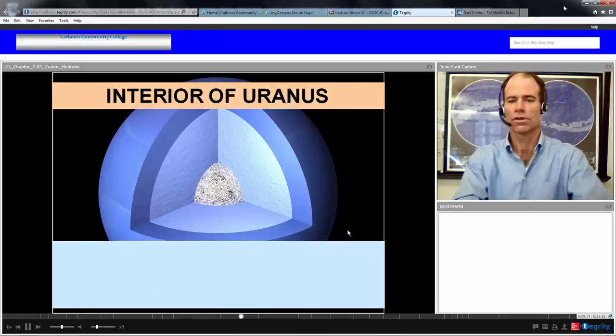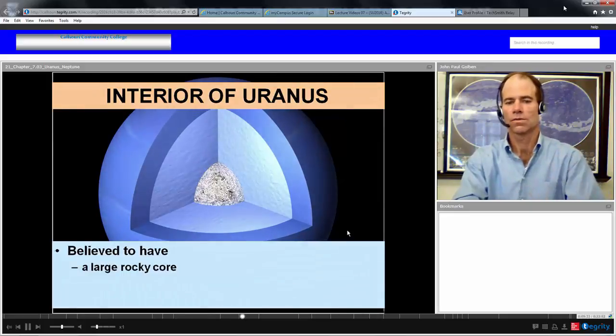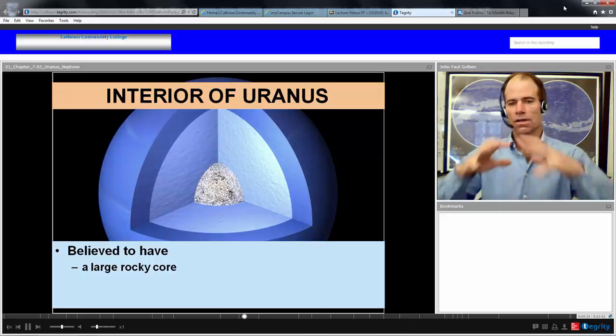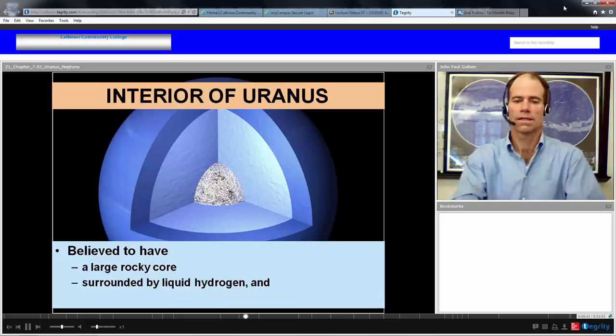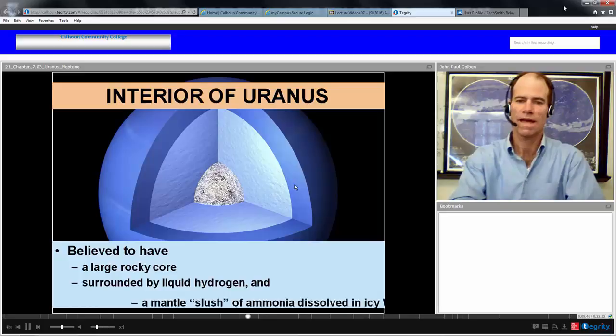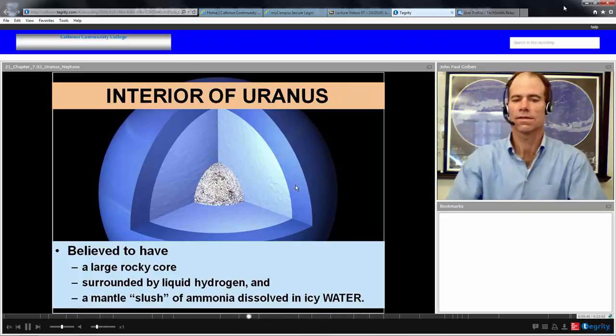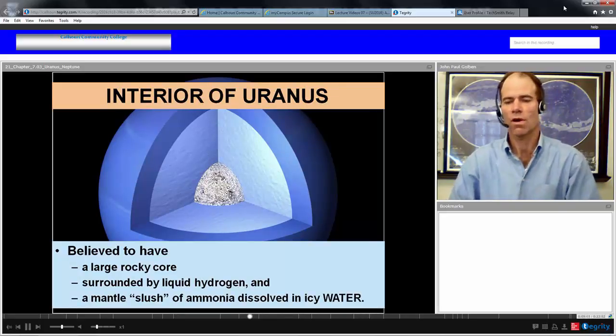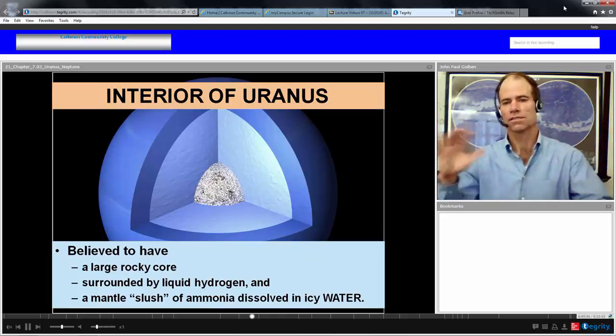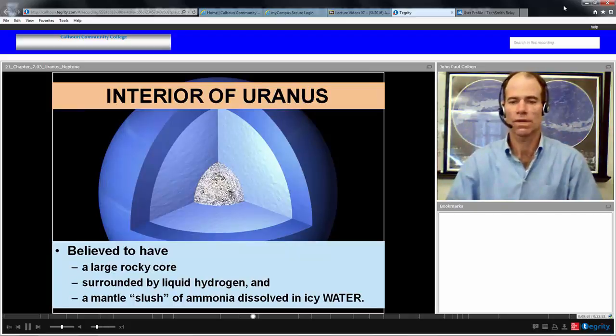If we were to look into the interior of Uranus, we would believe that somewhere there would be a large rocky core immediately surrounded by liquid hydrogen, cold enough, and then a mantle comprised of ammonia and water. So you have an icy water-ammonia slush as the mantle of Uranus, water being a key component of that before you get to the atmosphere, which is comprised mainly of hydrogen and helium.